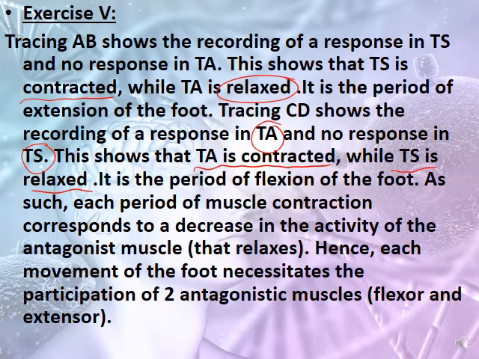As such, each period of muscle contraction corresponds to the decrease of the activity of the antagonist muscle, the one that relaxes. So hence, each movement of the muscle needs the cooperation of two antagonist muscles, the flexor one and the extensor one.